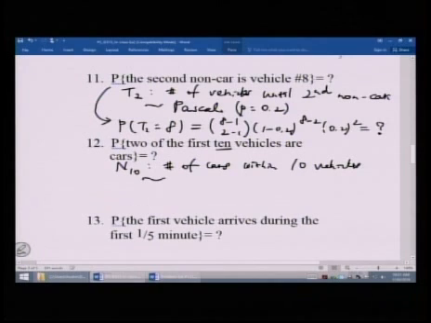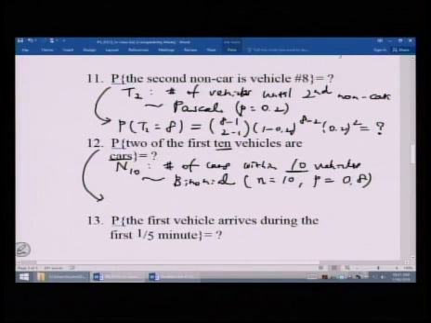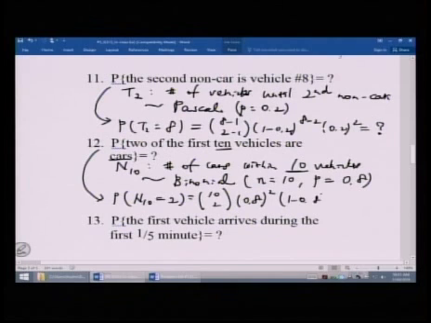Then n sub 10 follows which distribution? Binomial, right? With parameters n equals the total number of trials, 10, and p equals 0.8. Probability of being a car is 80%. So the desired probability should be P of n sub 10 equals 2. That's going to be 10 choose 2, times 0.8 to the 2, times 1 minus 0.8 to the 10 minus 2. Okay? So we're going to get a certain value for that.